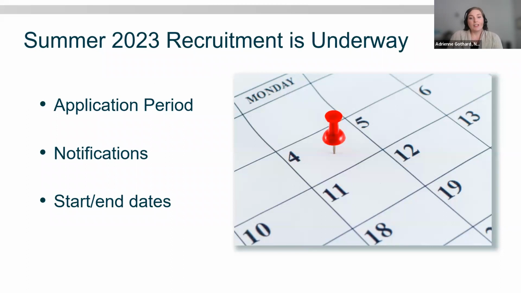In terms of notifications, the selection and matching process will take place in February and March, and notifications for the selected summer host sites will be sent out by early April. So start and end dates: summer internships will be 10 consecutive weeks, starting anytime after May 22nd of this year, and they will need to wrap up by the 1st of September at the latest.